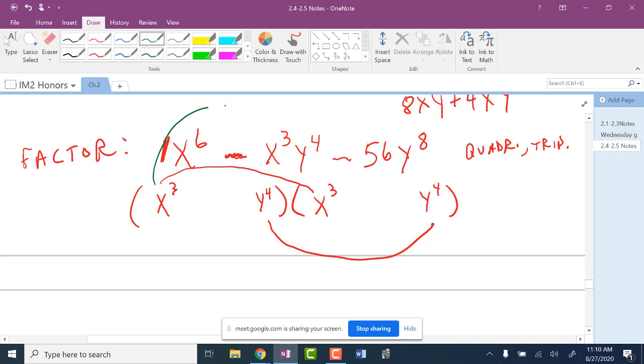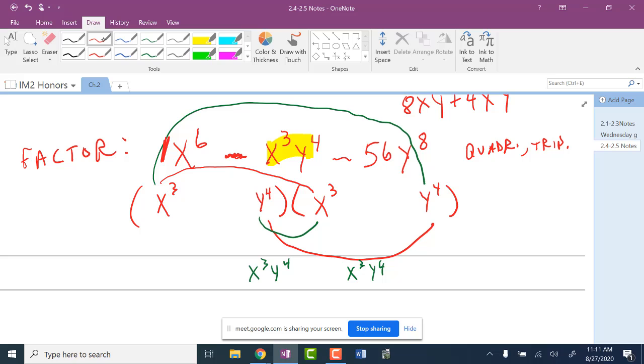Oh, wait. If I take x to the 3rd times y to the 4th, I get an x cubed y to the 4th. And if I take a y to the 4th times x cubed, I get another x cubed y to the 4th. And lo and behold, that is what my middle term has. So wait a minute. All I have to do then is, negative 56 and a negative 1 on the chat. What two numbers multiply to negative 56 and at the same time add to negative 1? Then I'll pause the video until I get that number.